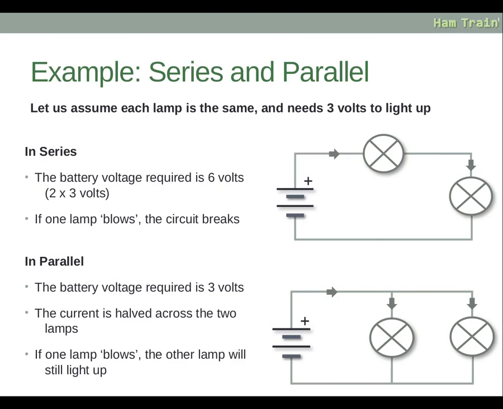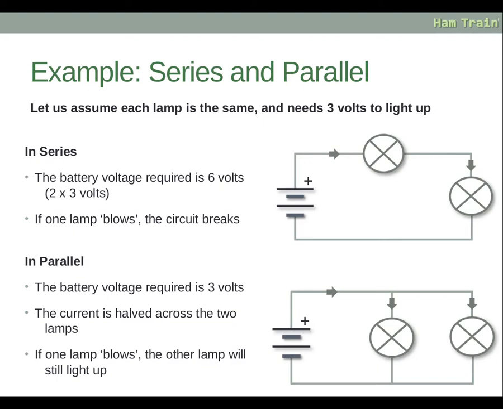So here's an example. Let us assume that each lamp is the same and needs 3 volts to light it up. If we have a series circuit, the battery voltage required is 6 volts. We will have 3 volts dropping across the first lamp and 3 volts dropping across the second lamp. So 6 is required total to keep them both lit. If one lamp blows, the whole circuit stops because we've made a break in the circuit and therefore the current cannot flow all the way round.